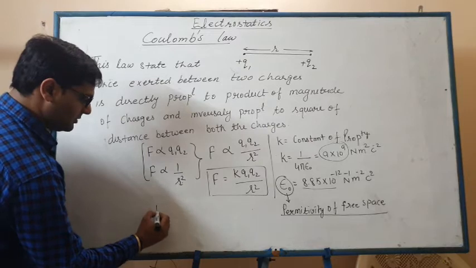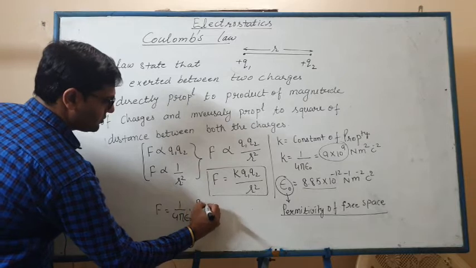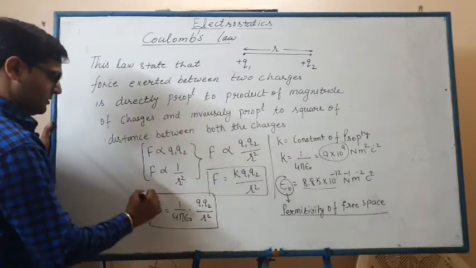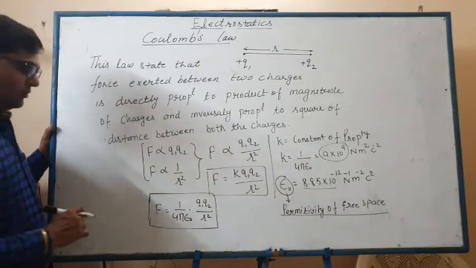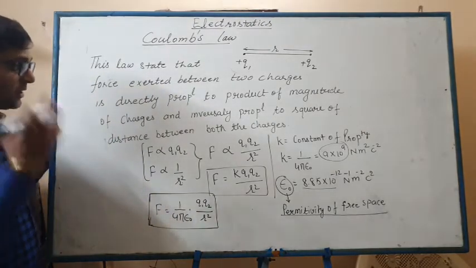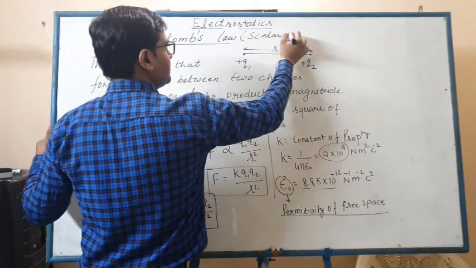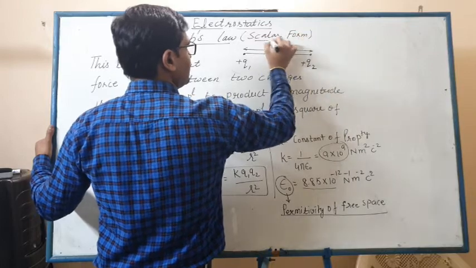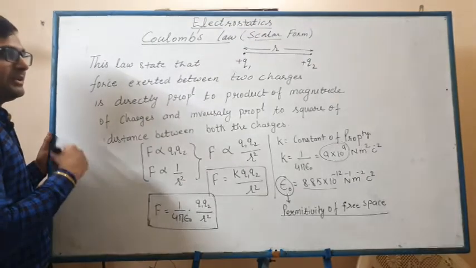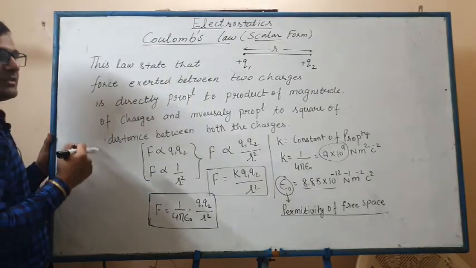So this is the formula for Coulomb's law into Q1 Q2 over R square. Various numericals will be there in our book, so we'll do these numericals later on. This is only the scalar form, because we have only magnitude here. In the next topic, we will be having Coulomb's law in position vector form.